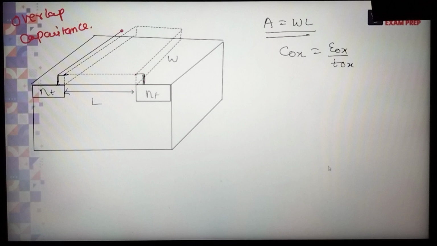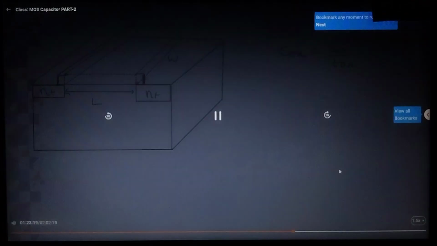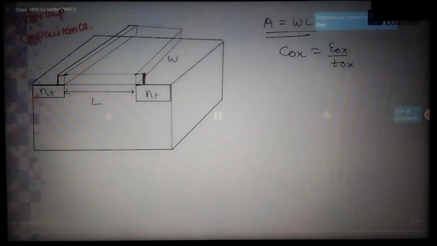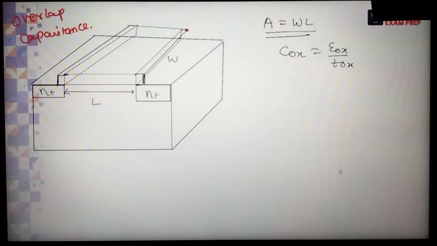Now, the overlap capacitance on one side, COV, will become the area times the oxide capacitance per unit area. This will become del W COX. COX is this one. Sometimes they will ask what is the value of the overlap capacitance on the source side and on the drain side. Everywhere there is overlapping, and because of this overlapping, this is the COV. Any doubt? Now we have the overlap capacitance on the left side, the source side, and on the right side, the drain side.